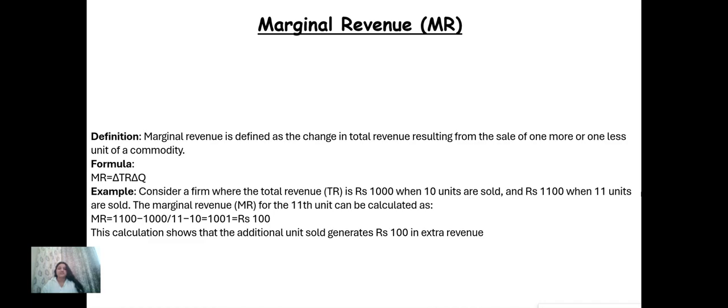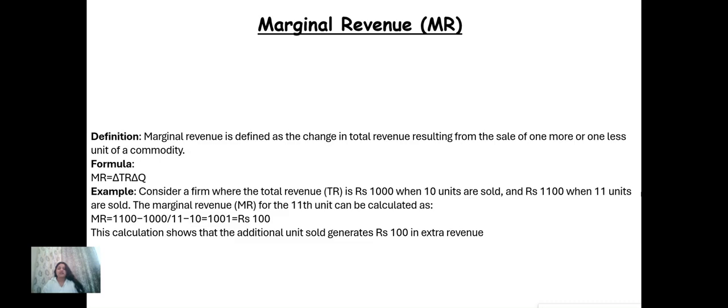Basically, the definition says marginal revenue is defined as the change in total revenue resulting from the sale of one more or one less unit of a commodity. The formula to calculate marginal revenue is MR equal to change in TR divided by change in Q. Here Q is the quantity and TR is the total revenue. When we have to calculate, we just have to set the total revenue and the quantity, then when we divide, we get the MR.